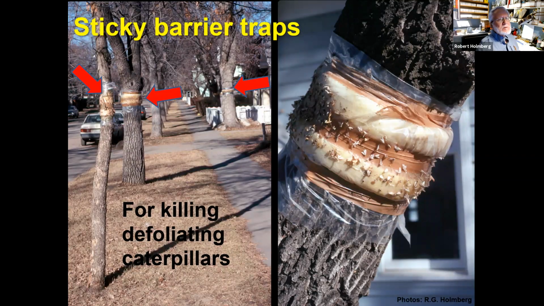Now you can also use barriers as sticky substances, and this is an example. This is actually for pest control, and this is for caterpillars that would normally be crawling along the substrate and then going up the trunks into the foliage to feed. This was after they were used for the spring and summer, and they also collected a bunch of moths that got onto it, but they were actually meant for caterpillars.